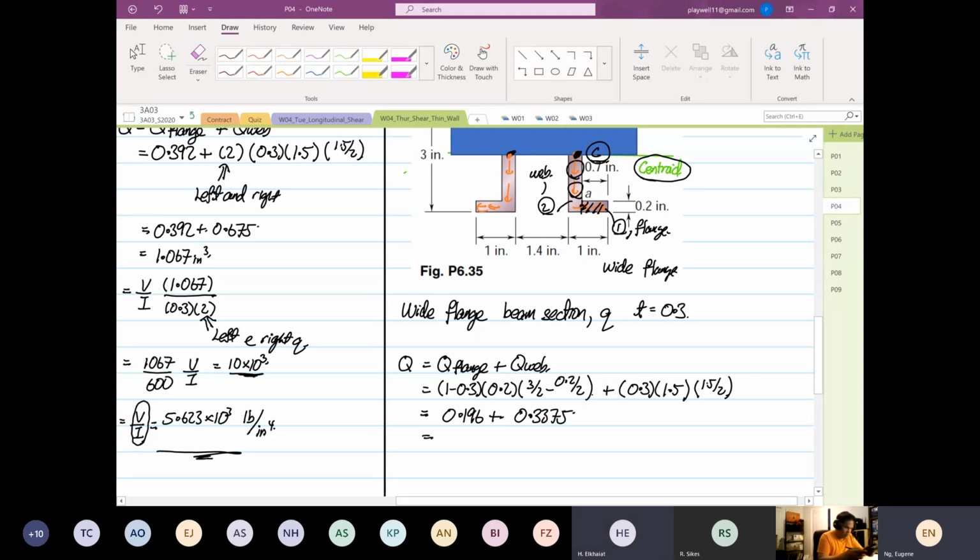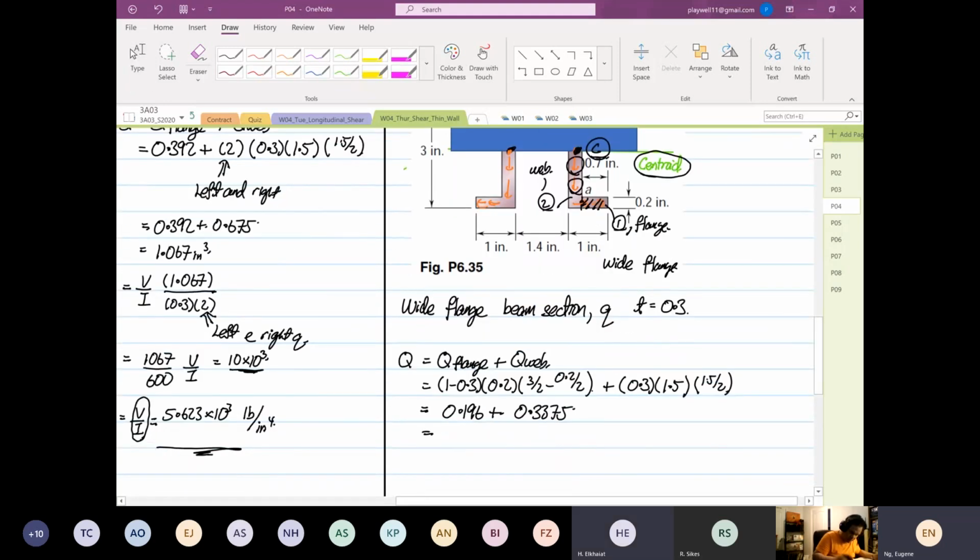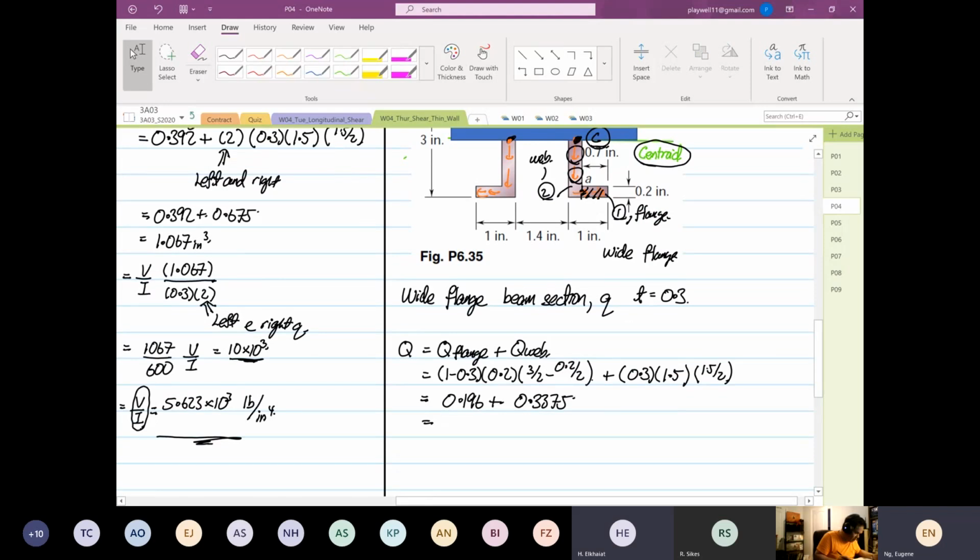Isn't the width of the web 0.2, or is that covered? The width of the web is 0.3. Yeah, it's 0.3 because it's 1 inch minus 0.7. Oh, okay. So this is 0.5335 inch to the power 3.